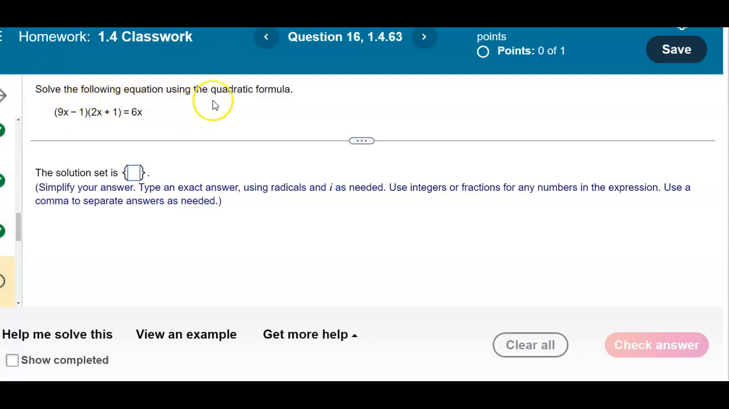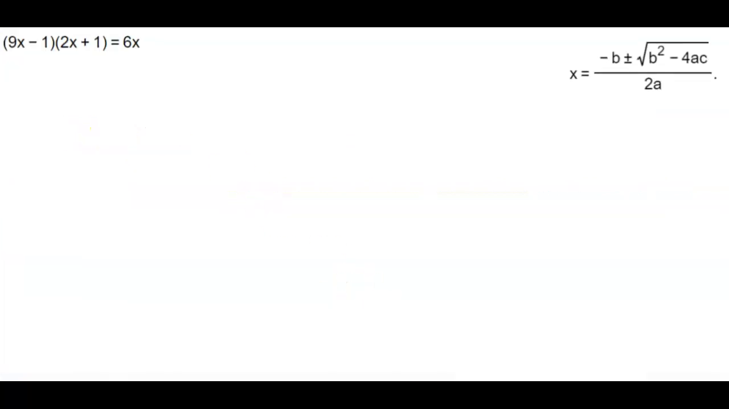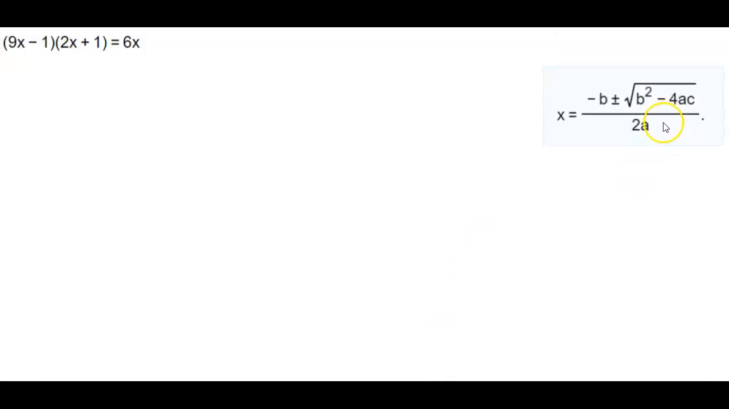Solve the following equation using the quadratic formula. Here we have parentheses 9x minus 1 times 2x plus 1, which is equal to 6x. So, if you take a look at the question, we need to make sure this is in standard form before we can actually solve.